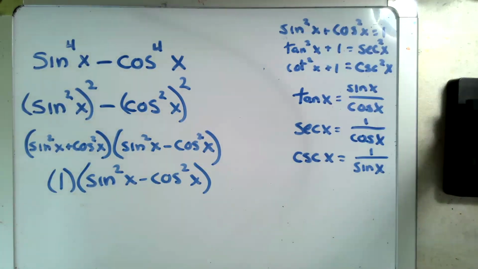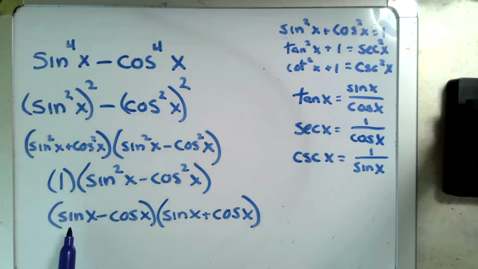So I'm done, right? Wrong. What do I have here? Another difference of squares. Sine x minus cos x times sine x plus cos x. Okay, let's do one more.